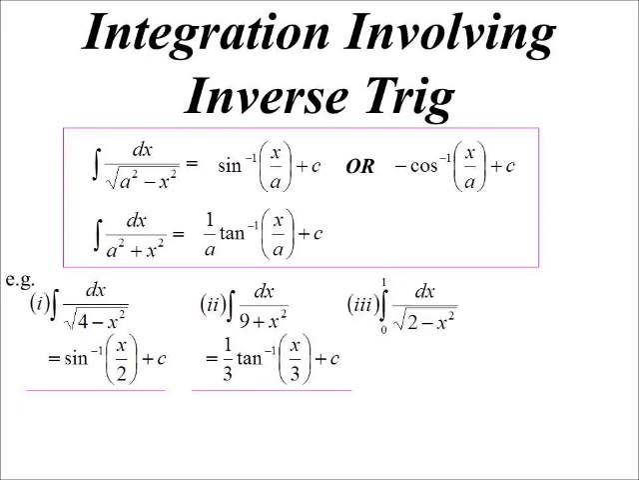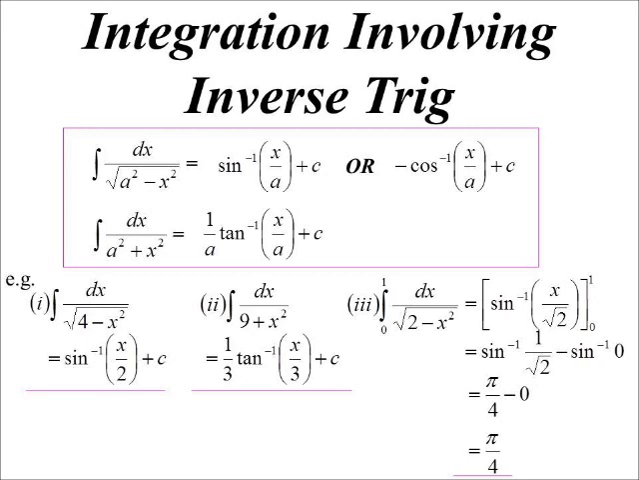Let's do a definite one, and you'll see these sort of numbers cropping up a lot because it then allows us to play with exact values. Inverse sine of x on root 2, but we're going from 0 to 1. So sub 1 in, we get inverse sine of 1 on root 2. Oh, that's convenient. We know what that one is. Minus inverse sine of 0. Oh, we know that one too. So inverse sine of 1 on root 2 is pi on 4. Inverse sine of 0 is, of course, 0. The answer is pi on 4.